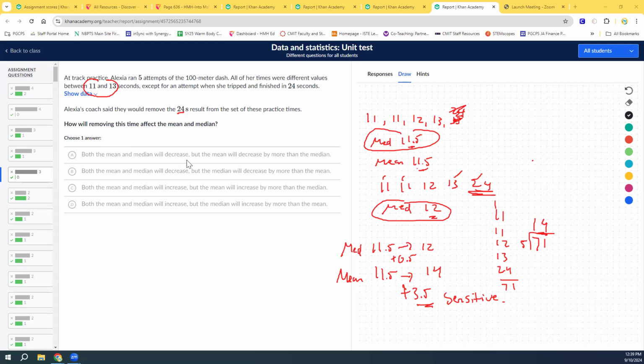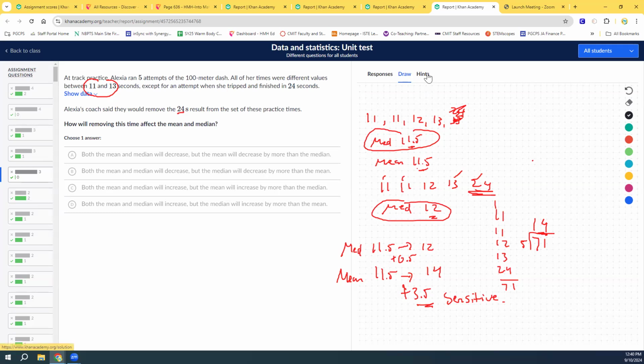So both the median decrease, but the mean would decrease by more than the median. Yes, because we could see that, right? It decreased by 3.5 when you took away the 24. Both the mean and median would decrease, but the median would decrease more. No, that's saying the median is more sensitive. Both the mean and median will increase, but the mean will increase by more. No, if you take away the 24, the median and mean decrease.